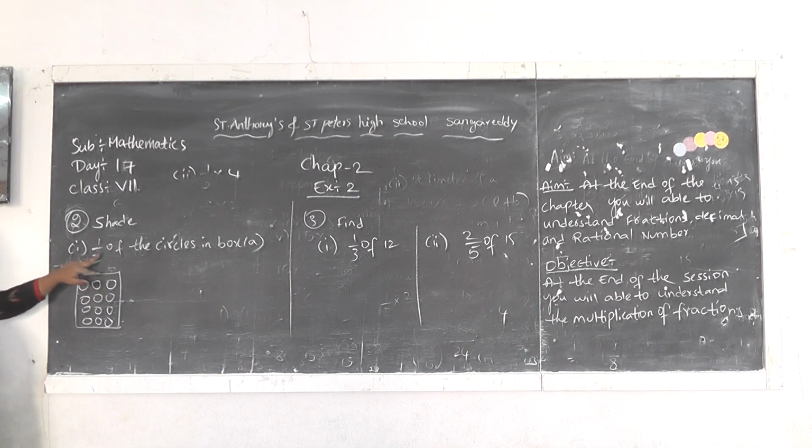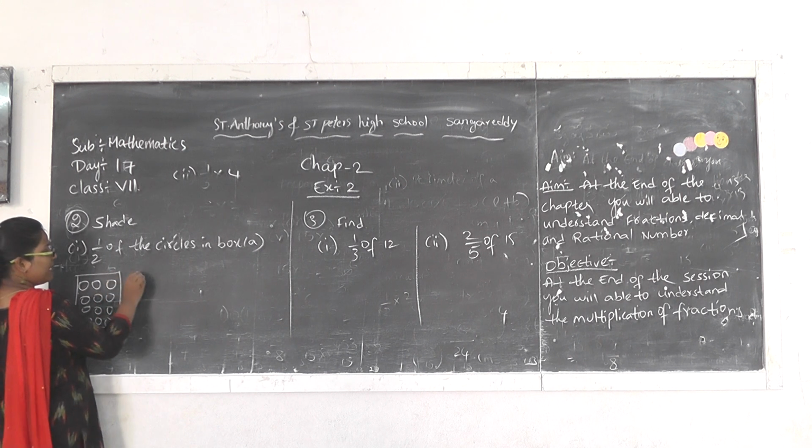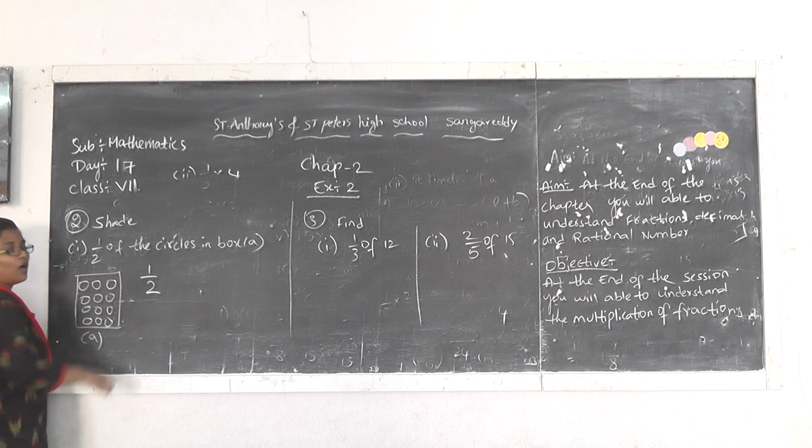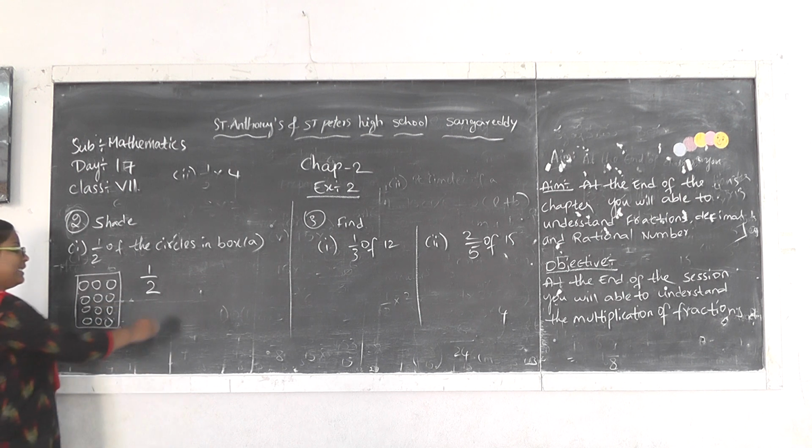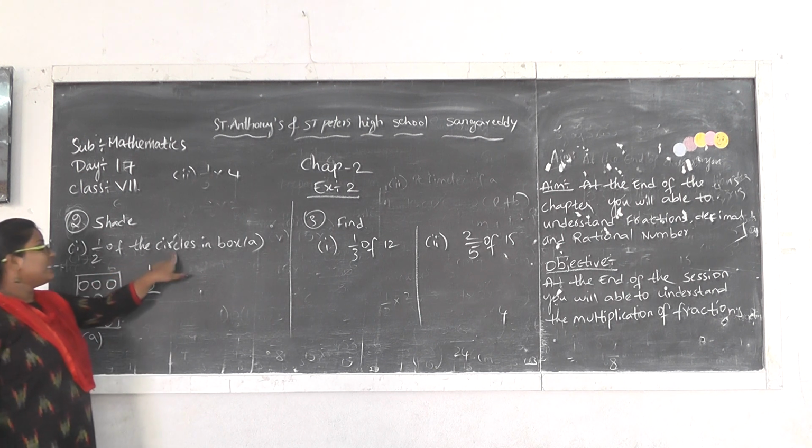Second, the first one: 1 by 2 of the circles in box A. That means there are a total of 4 boxes, and among them I am only looking at box A. How do we have to shade? What does 1 by 2 of mean? It means multiplication into the circles in the box.